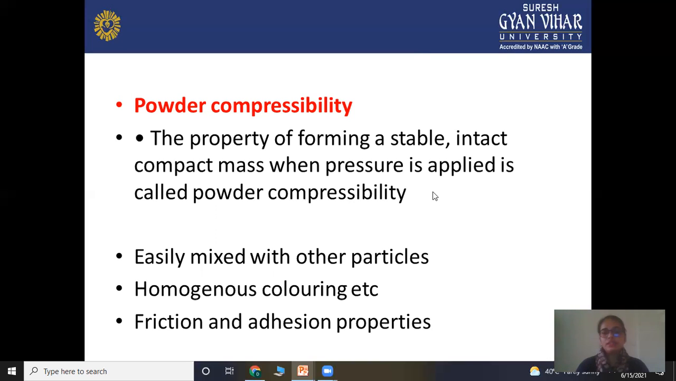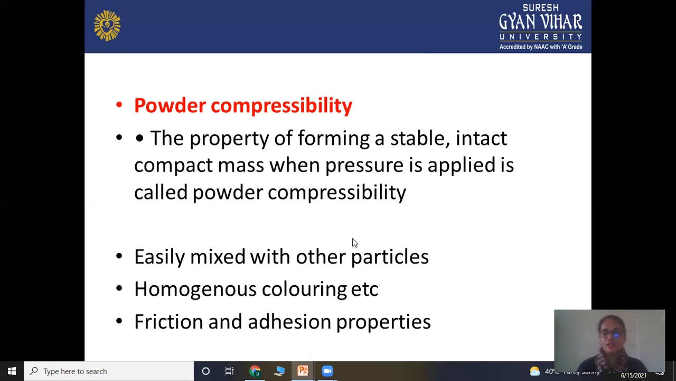And in this compressibility, it mixes easily with other particles, and there is homogeneous coloring, friction, and adhesion property. This means during compression, you should ensure that it easily mixes with other particles or other excipients, and it should form a homogeneous colored tablet, and it does not show any shading, light and dark type of shading, on different corners or a particular surface area of the tablet. A homogeneous color should be observed in the tablet.